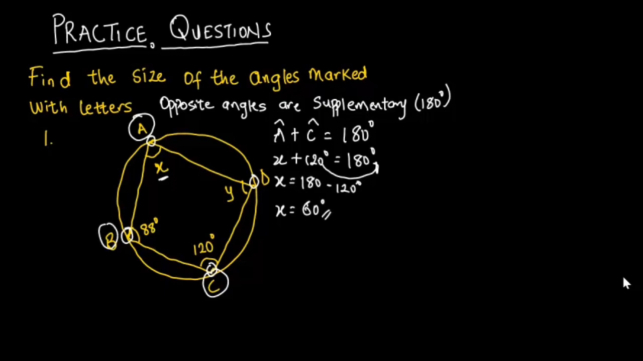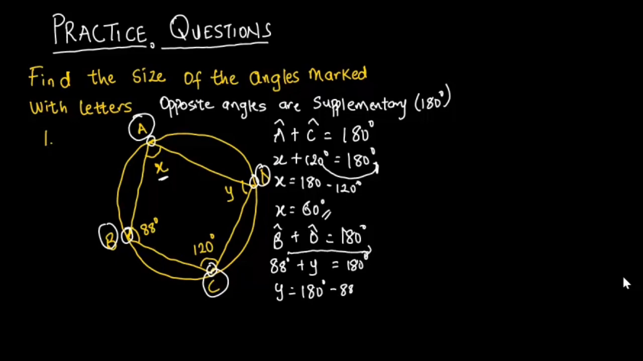Now looking at angle B and angle D, they are opposite to each other. So I have that angle B plus angle D is equal to 180 degrees. Now angle B is 88 degrees plus this y, which we don't know, and it is equal to 180 degrees. So again, we'll collect like terms. So y is going to be 180 degrees minus 88 degrees, because when 88 comes to the other side of the equation, it's going to be negative 88. So when we subtract 180 minus 88, our answer is going to be 92 degrees.